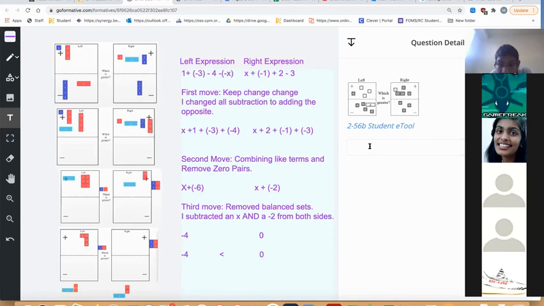And what I'm going to write in here is -4 is less than 0. And I'm going to do it with no spaces. But this is what your answer needs to look like, is just that. And if you put that in, right, it's going to show green on your Go Formative.